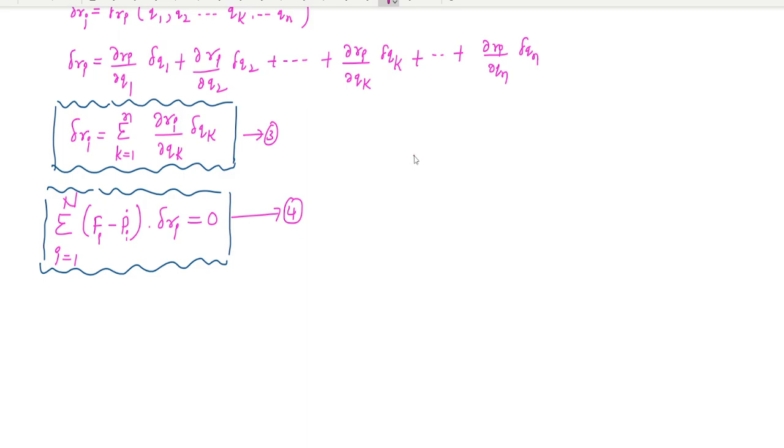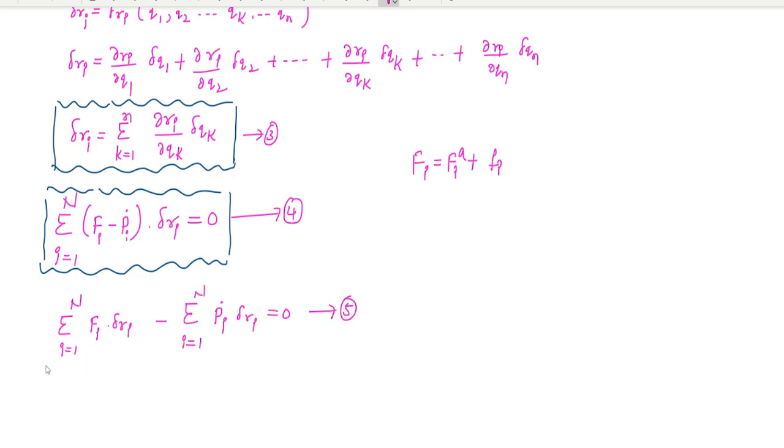We know force can be expressed in terms of two terms, right? Just remember these two terms: the applied force F_i plus the constraint force. This is the constraint force, just remember. And I'm going to use this virtual displacement here. Just extend this equation, one more equation: summation i equal to 1 to n F_i dot delta r_i minus summation i equal to 1 to n p_i dot delta r_i equal to 0. This is equation number 5.